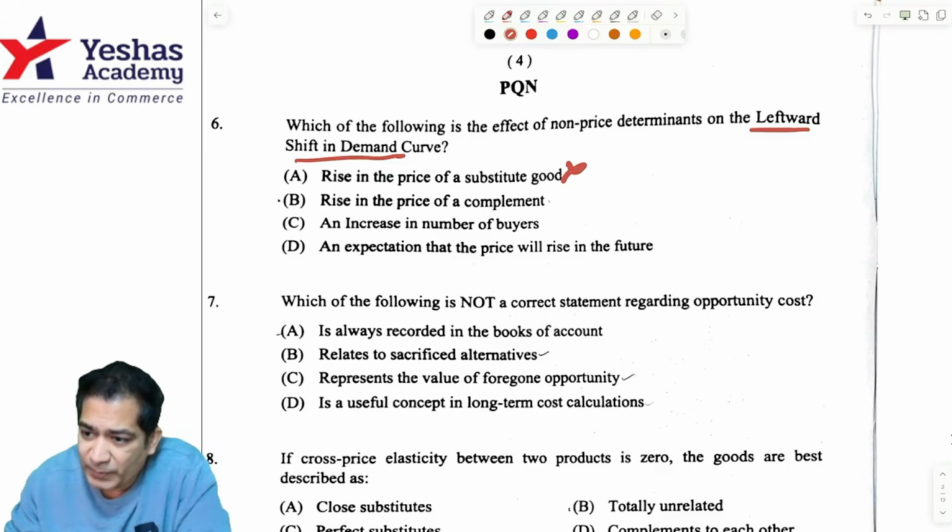Rise in the price of complements. Yes, if the price of petrol increases, then the demand for petrol cars will fall down.